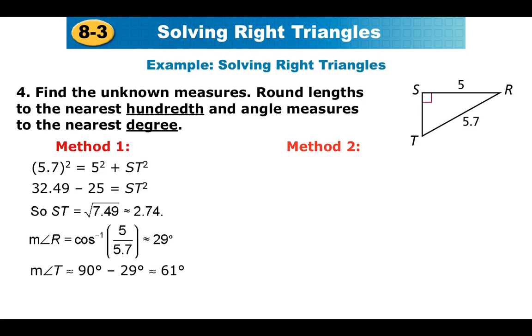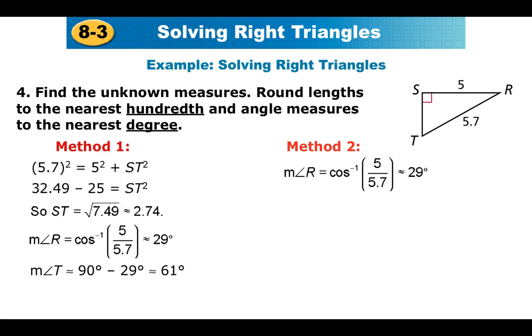Method number 2. It's a little bit different. We're going to start out by finding, again, the measurement of angle R. And we did that in method 1. You should be able to follow why we get that. Once I have 29, I'm going to be using that eventually.